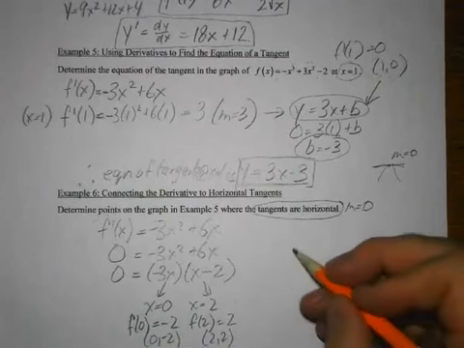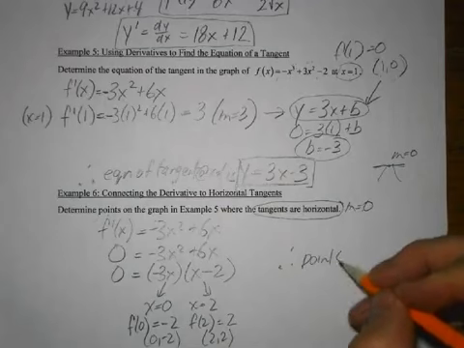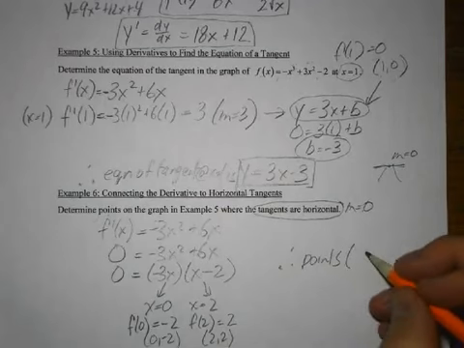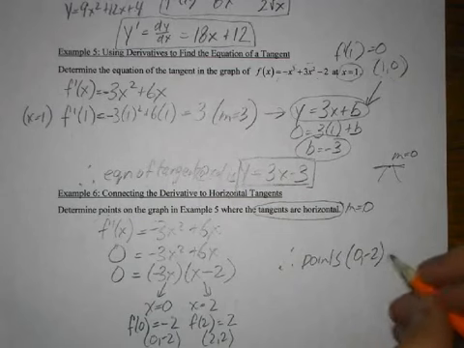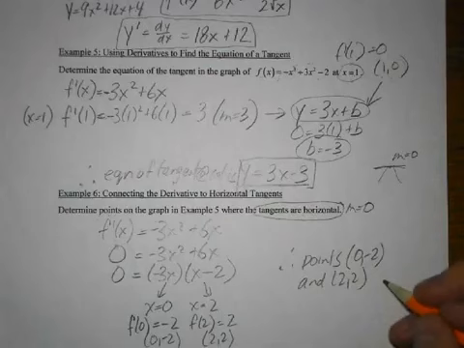So to answer in words, therefore the points (0, negative 2) and (2, 2) have horizontal tangents.